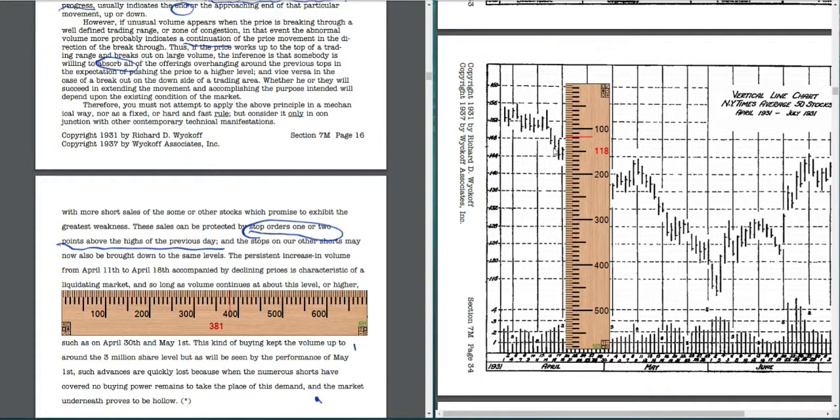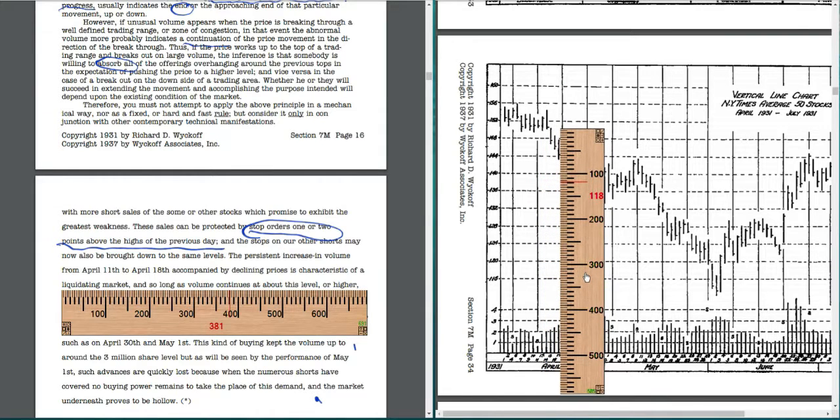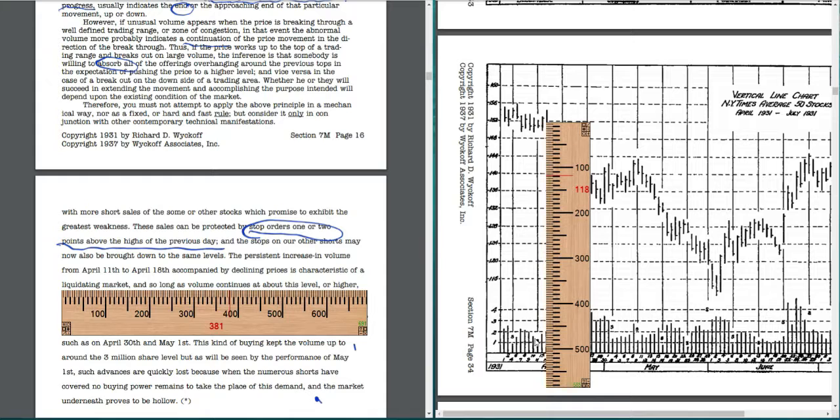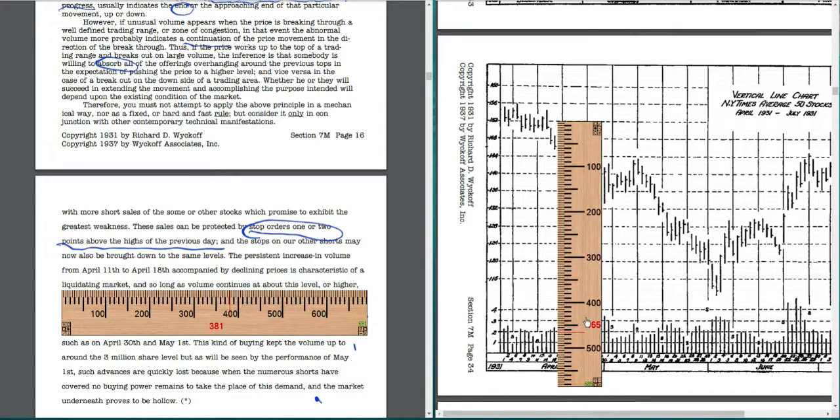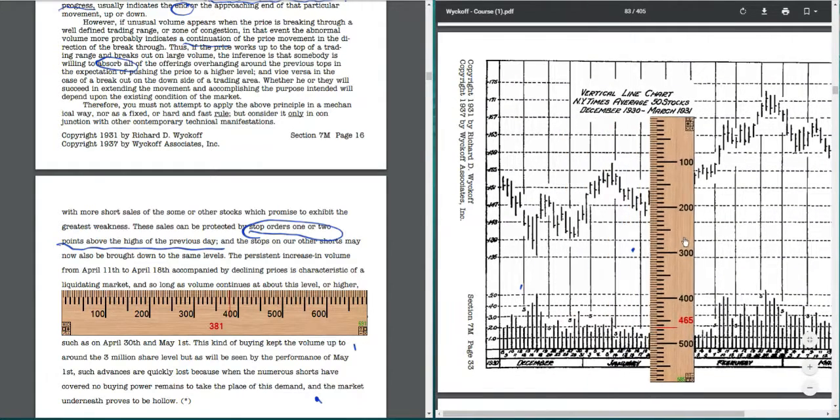What's he talking about? He's talking about down, down, down, down. Volume up, up, up, up. You see? Volume up, up, up, up, up, as the market goes down, down, down, down. This is called liquidation. Same concept applied where? Here.